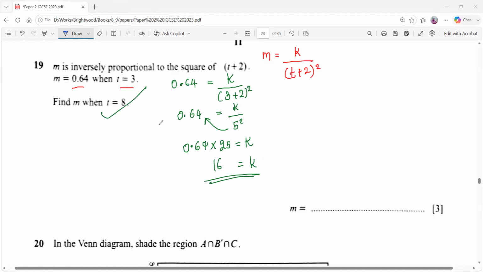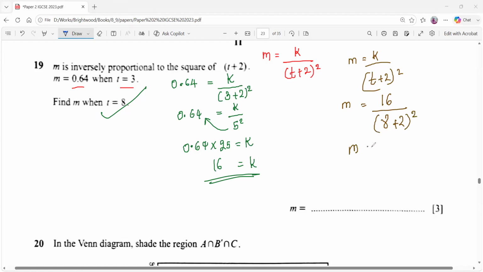Now find m when t equals 8. Again use the equation. What is the equation? m equals k over (t plus 2) squared. Now you have to find the value of m when k is already known. The k we found is 16, and now t is equal to 8. So 8 plus 2, squared. Find it.